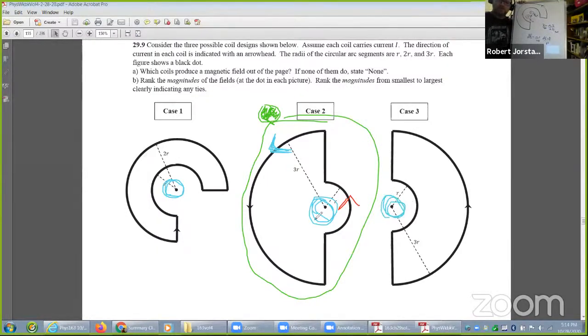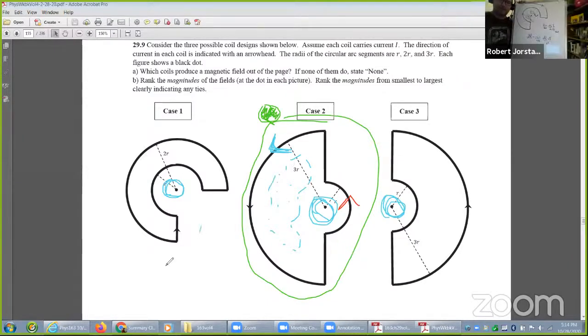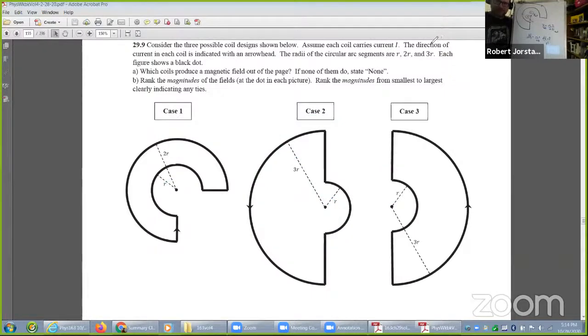So we see that this is a general theme. For points inside of a loop, the segments tend to contribute and add up. For points outside of a loop, the field contributions tend to partially cancel. Got that? That was what that was supposed to be about. All right. Let's see what's next.